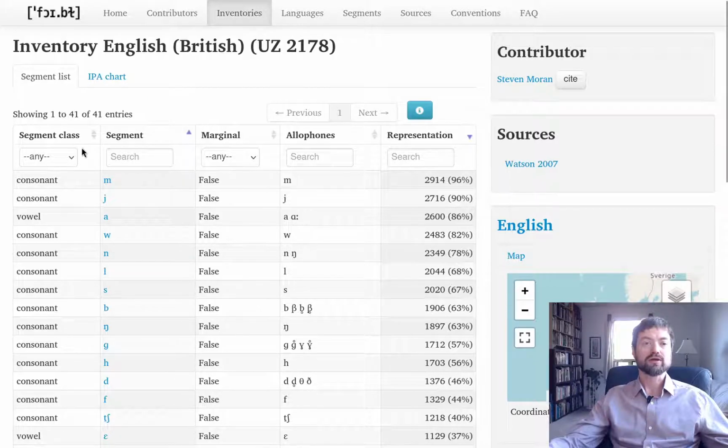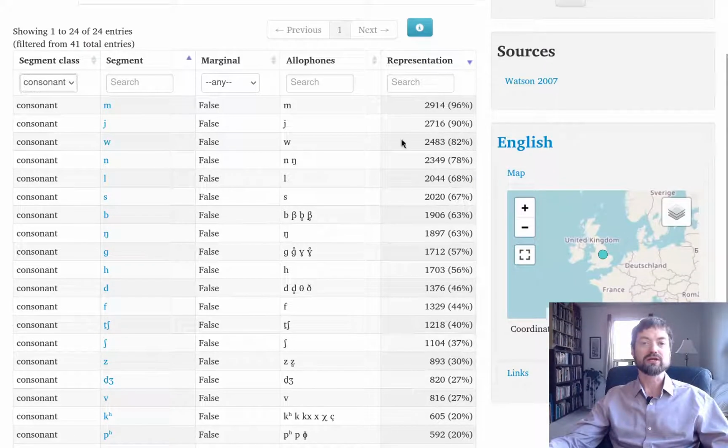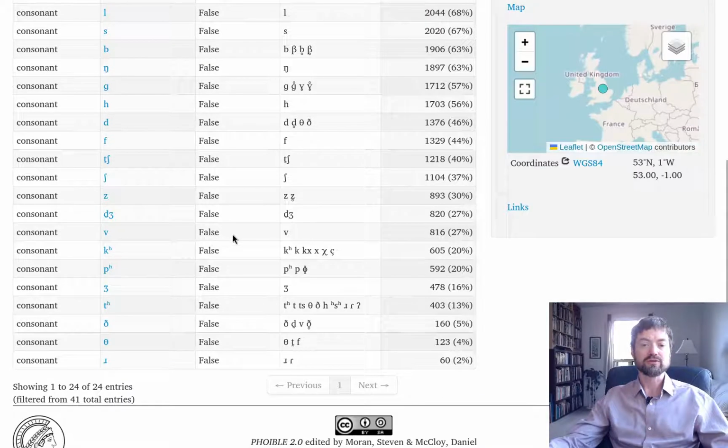And so we'll look at consonants, as we're looking at. And now we can sort by representation. Well, here you can see M. Again, we have that too. The Y, W, N, Ng, L, S, B. You can see different varieties of the B that could appear in different places, but basically a B. So these are all pretty common. And going down to the rare ones, yeah, so here we go.